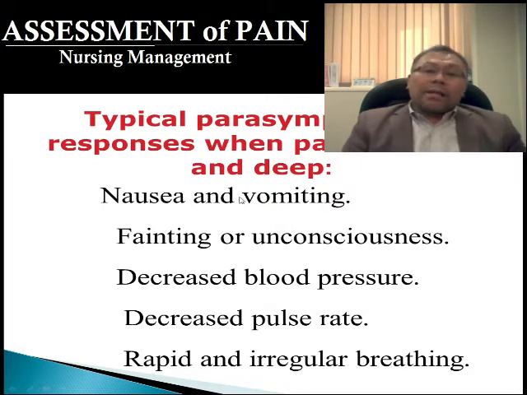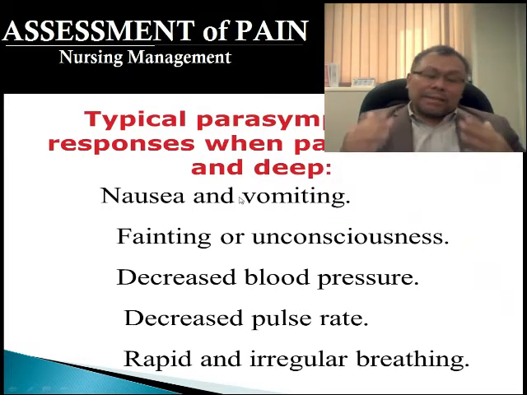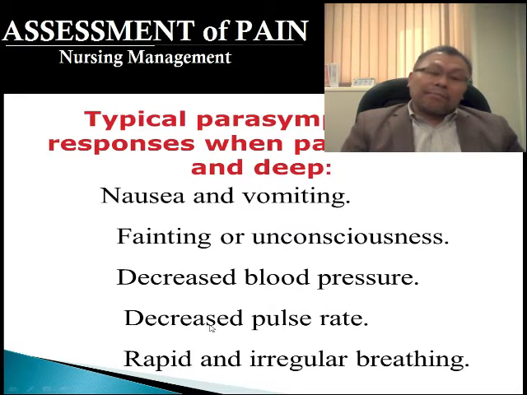So what are the typical parasympathetic responses when pain is severe and deep? These are the typical manifestations you will be able to observe in patients suffering from pain parasympathetically, which is deep and severe. They will manifest nausea and vomiting. They will be fainting or unconscious. There will be decrease in blood pressure, decrease in pulse rate, rapid and irregular breathing.